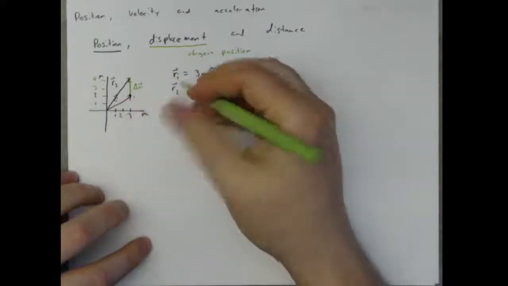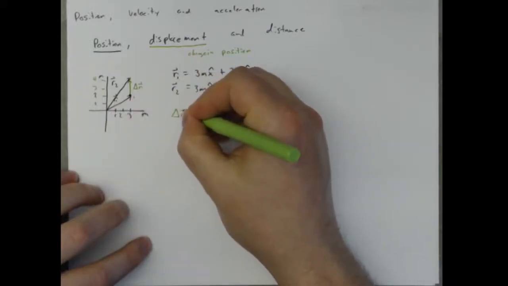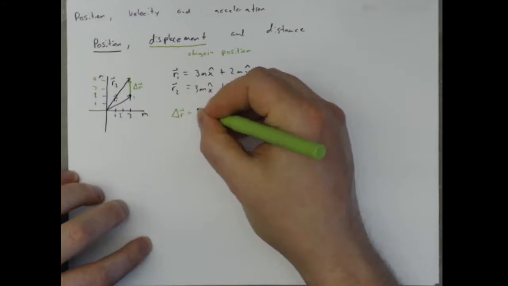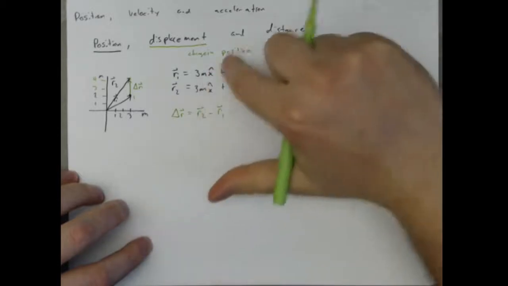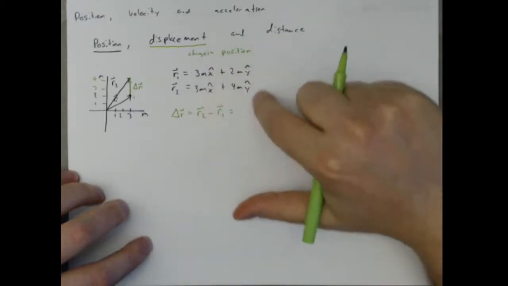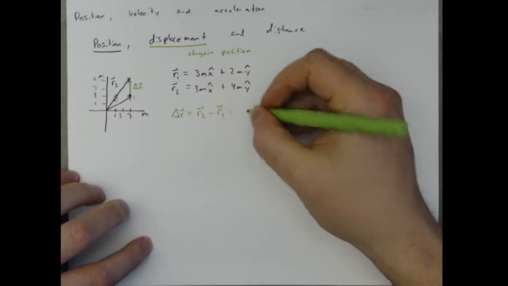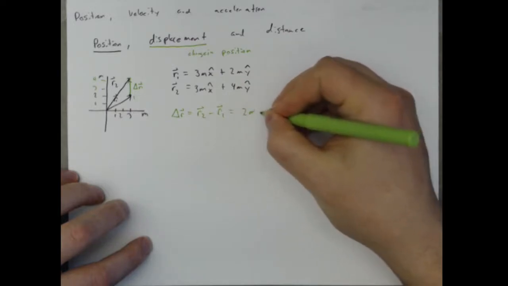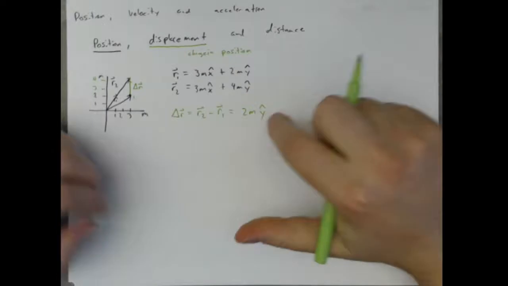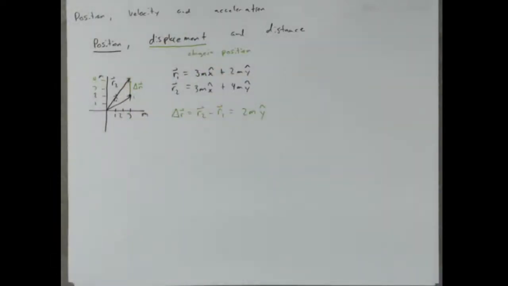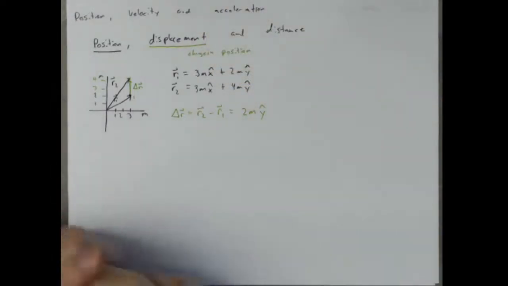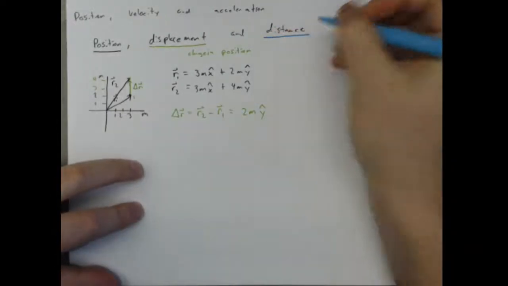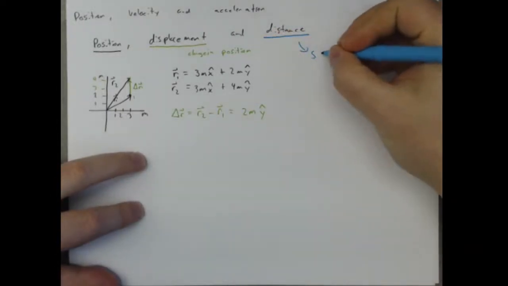My displacement is the change in position, which would be R2 minus R1. When we go through it, the x hats all cancel out. Then we have 4 meters minus 2 meters, so that would be equal to 2 meters y hat. So 2 meters up, as we have here on our picture. So position and displacement are both vectors, but distance is a scalar.